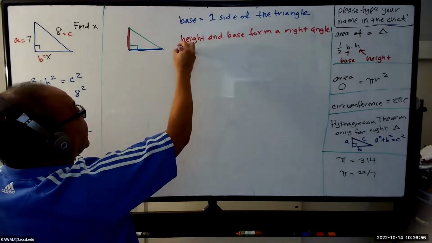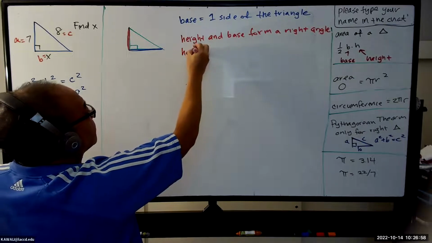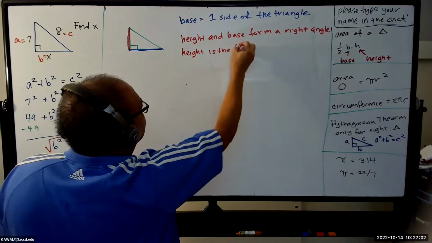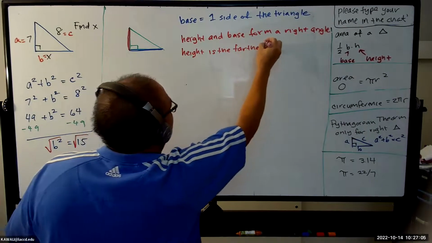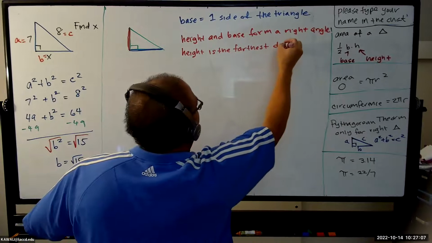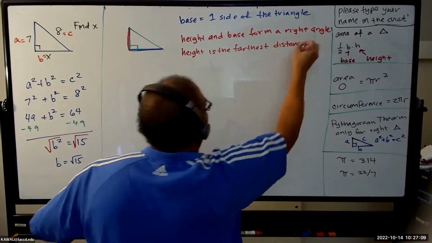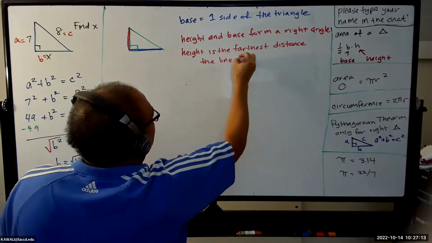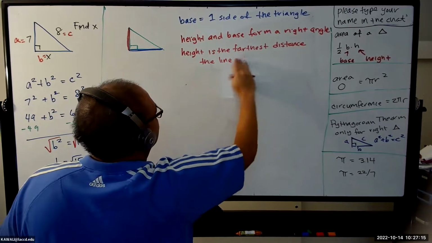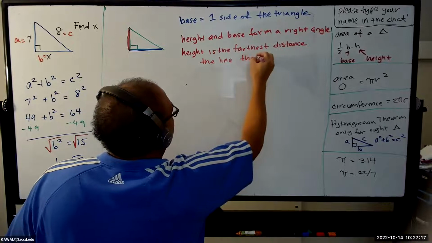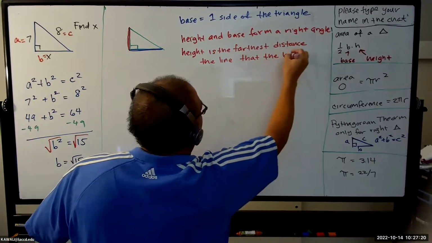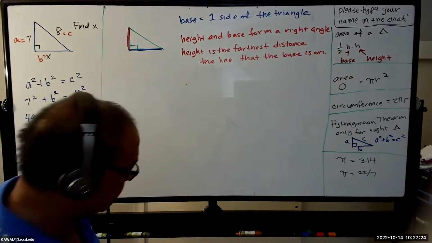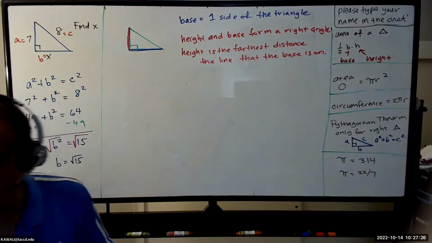And then the height is the farthest distance from the line that the base is on. Okay. So go ahead, copy that. So very weird sentence.